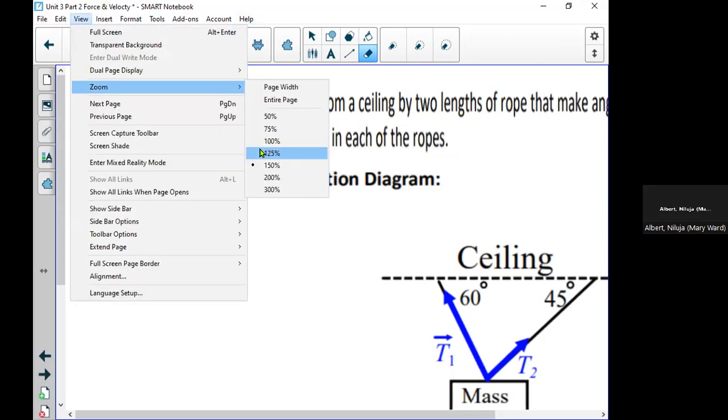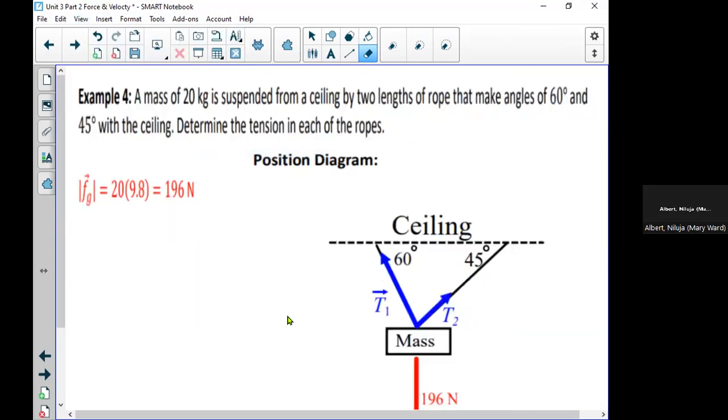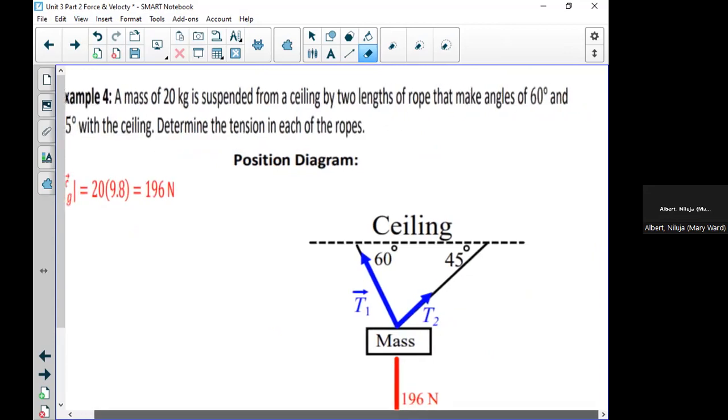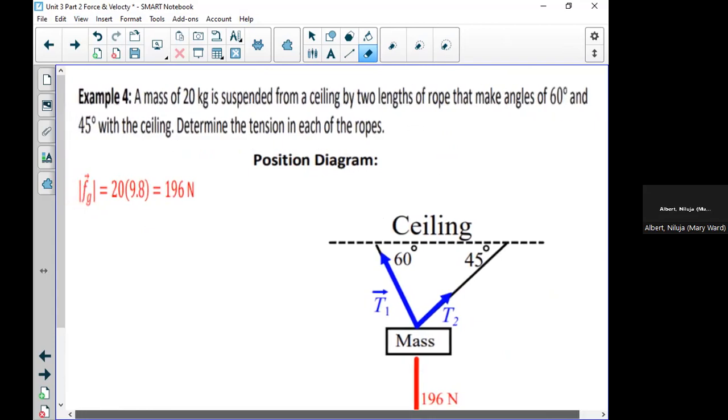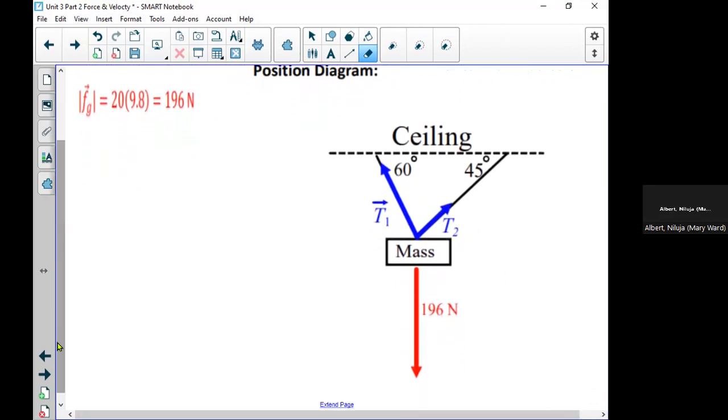A mass of 20 kilograms is suspended from a ceiling by 2 lengths of rope that make angles of 60 degrees and 45 degrees with the ceiling. Determine the tension in each rope. So instead of writing down the problem, if you can take a second and just copy down the diagram. And this is what we call a position diagram. So when you have these more complex problems, you're going to need 2 diagrams for your solutions, and that's what we're going to be looking for during our consultations.